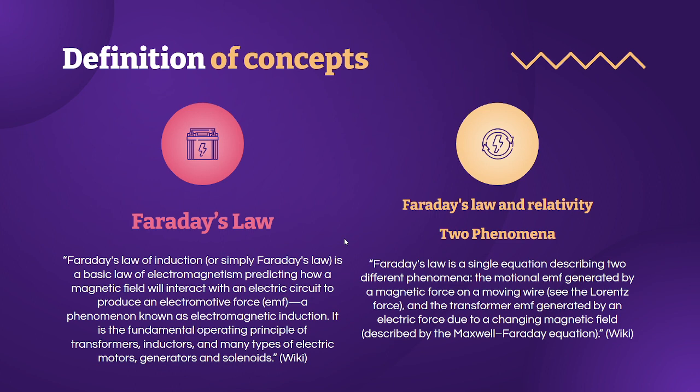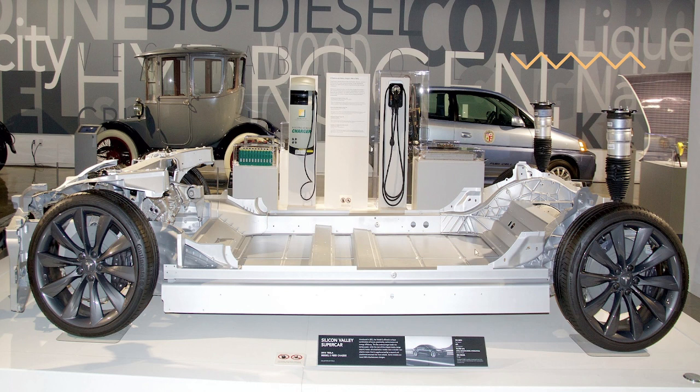Here I've listed out Faraday's law, but I wanted to highlight Faraday's law and relativity, the two phenomena. Faraday's law is a single equation describing two different phenomena: the motional EMF generated by the magnetic force on a moving wire, and the transformer EMF generated by the electric force due to a changing magnetic field. Here I have highlighted a Tesla Model S. You can see the battery inlaid on the floor, and also here in this section by the front wheel on the right side, looks like, is the motor.